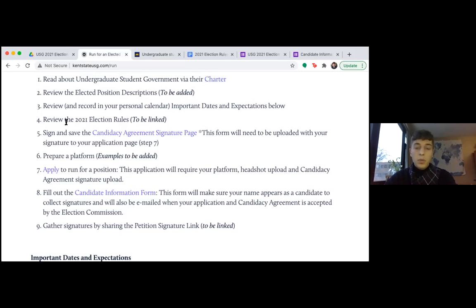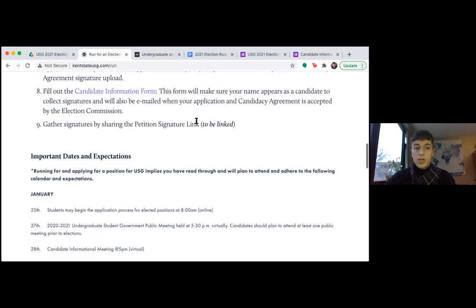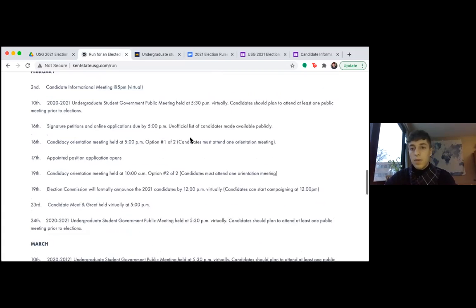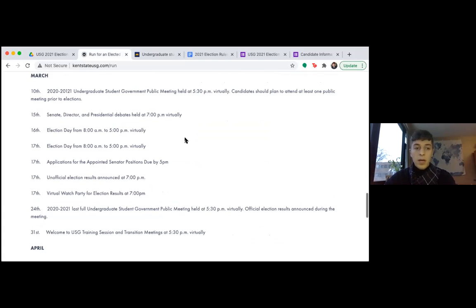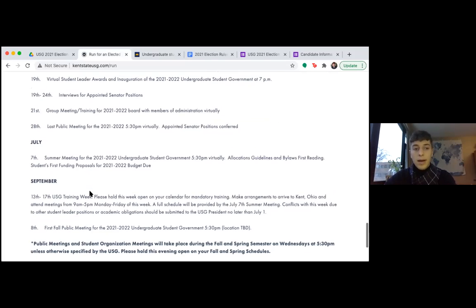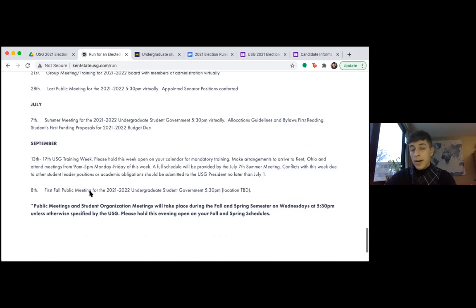Next, you'll want to review and record important dates and expectations. These are down here, so you want to look at the time commitment involved and the time period involved. So this is headed all the way into March. The 17th is the last of the election day, and results will be announced later. Then comes official USG responsibilities, and you go from there.